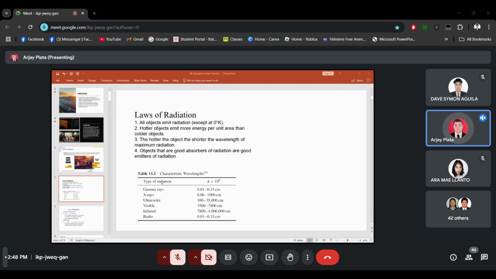So as you can see here, we have characteristic wavelengths on table 11.1. These are the types of radiation. We have gamma, X-ray, ultraviolet, visible, infrared, and radio. There is a corresponding wavelength on the next column.